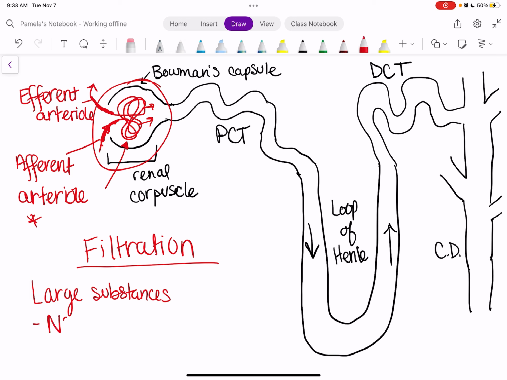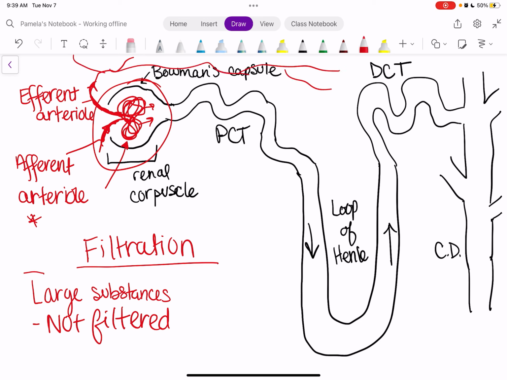Okay, these are not filtered at the glomerulus. Instead, they just stay inside the blood vessels here. They stay inside the blood vessels and they leave through the efferent arteriole, and they go into capillaries that travel around this region here. Okay, so large substances are not going to leave the bloodstream and go into the tubule.